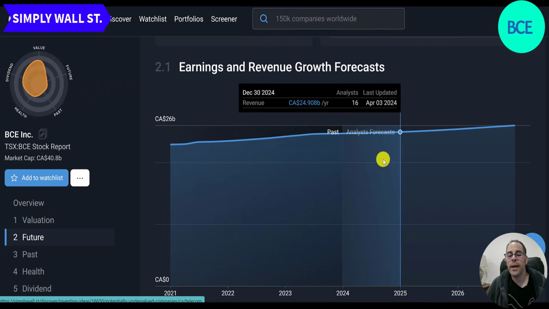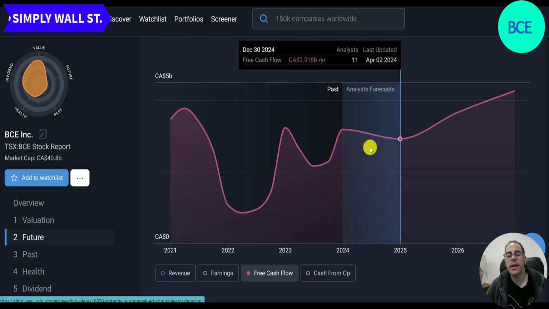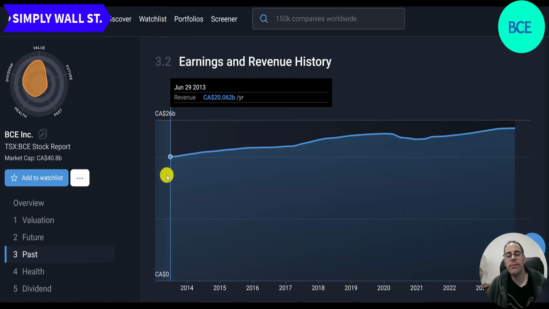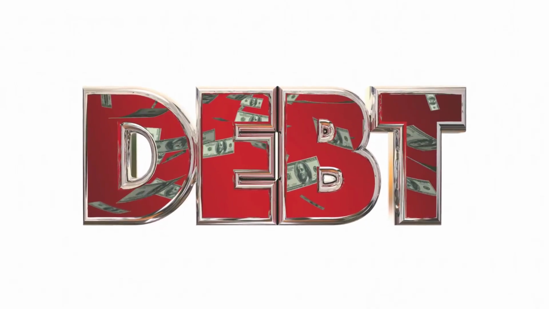Their revenue forecast for the next few years is pretty flat, around $25 billion. And their free cash flow for the next few years looks really bullish, from $3 billion up to $4.3 billion. If they do grow to $4.3 billion, they can maintain their dividend. Their revenue hasn't grown too much the past decade. It was $20 billion in 2013. Now it's $25 billion.